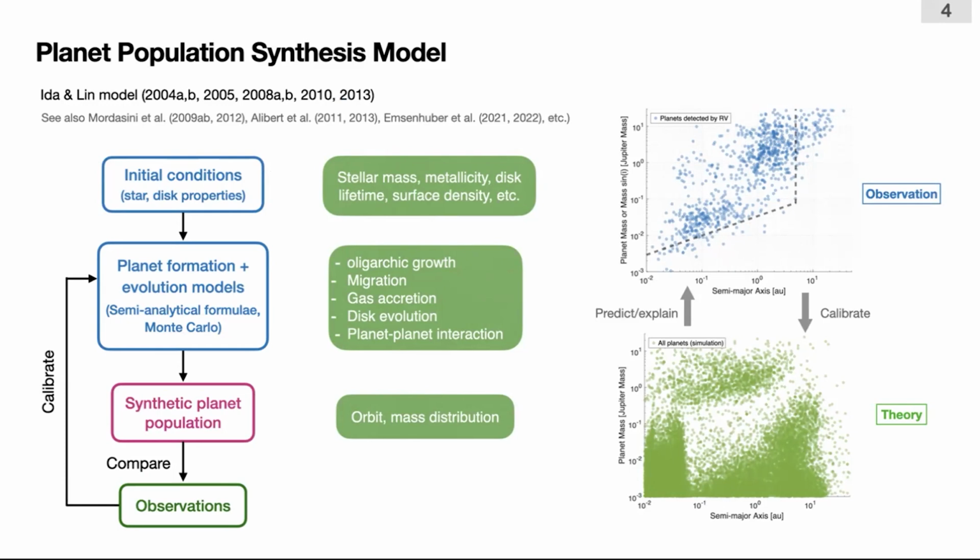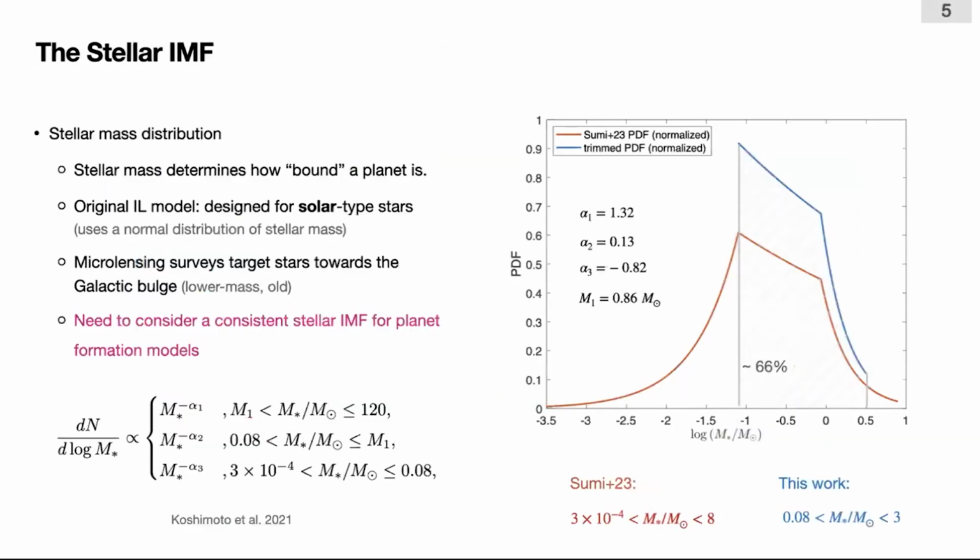And these formulas are based on either first principle calculations or expensive numerical simulations. We use a Monte Carlo approach so that the computational costs can be significantly reduced. We can simulate thousands of systems within a few minutes. So we get this synthetic planet population that can be compared against observation, and from the observation, we can calibrate our model, and we can also predict or explain the observational data.